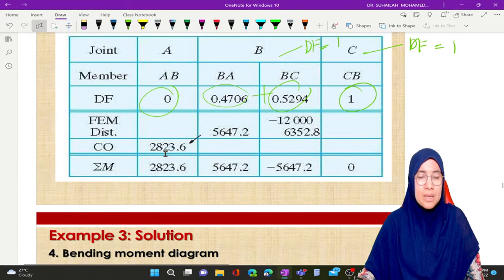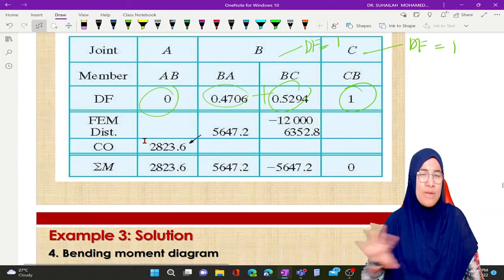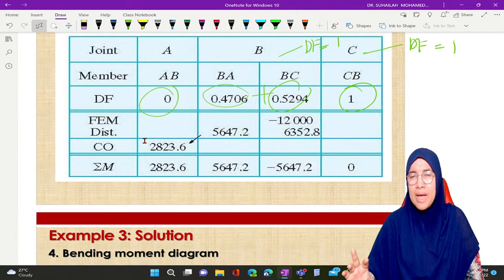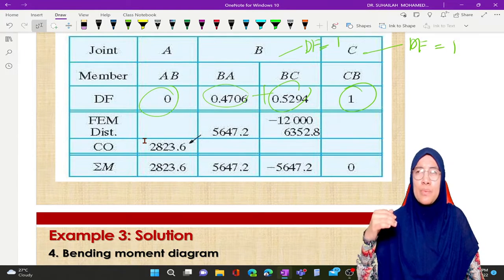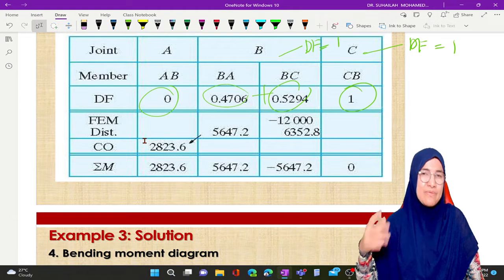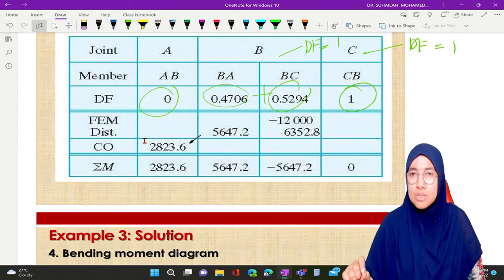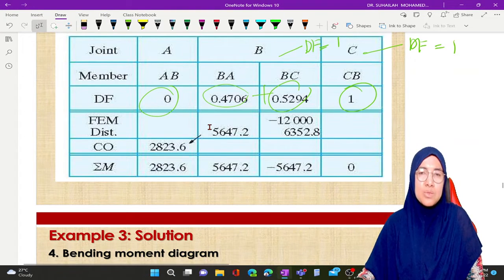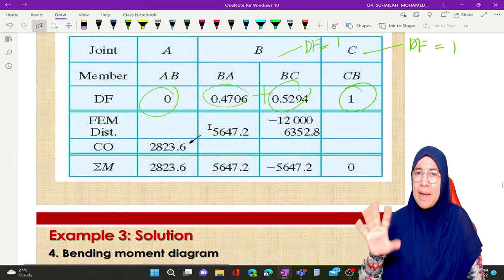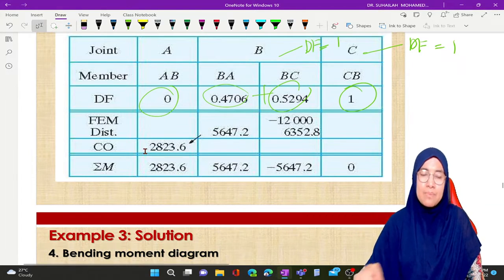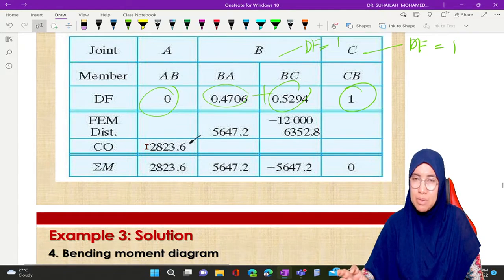Okay, so in this table, we end at carryover because in the next distribution, all values will be 0. Anyway, always remember, when we have an example like the previous one with 3 spans or more, we have to choose to stop at distribution, because if we stop at carryover, we cannot balance the value. In this example, because there is no moment to distribute, the last value is carryover here.